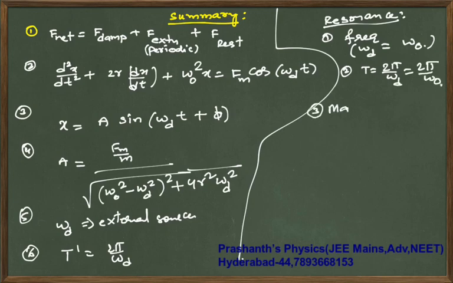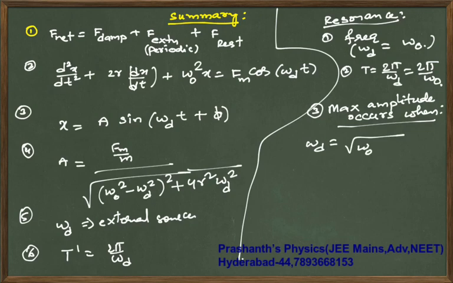Maximum amplitude occurs when omega d is under root omega naught square minus 2 gamma square. I have derived the derivation. And your velocity or energy is given by, if velocity is known, you can give energy.